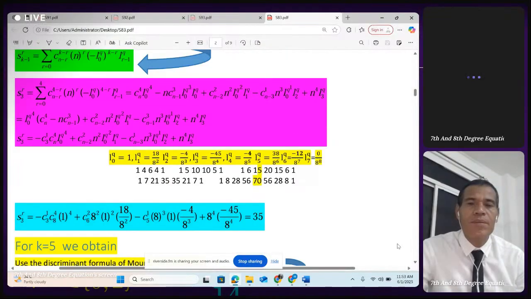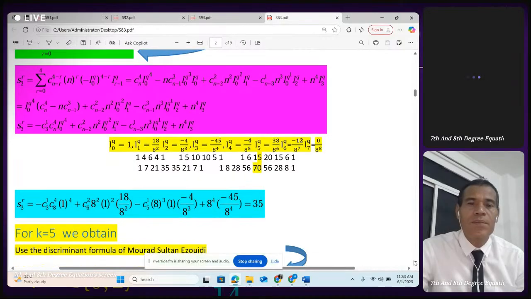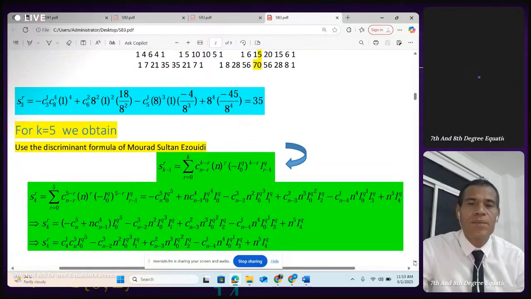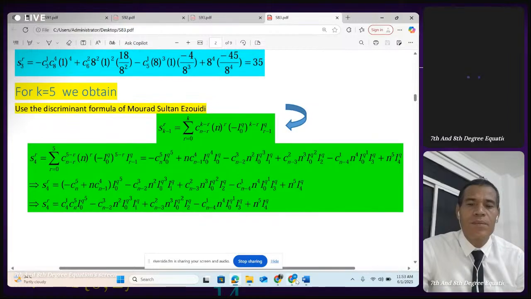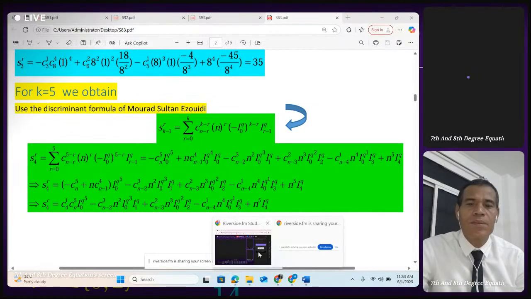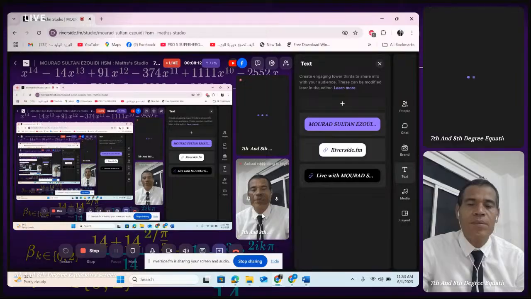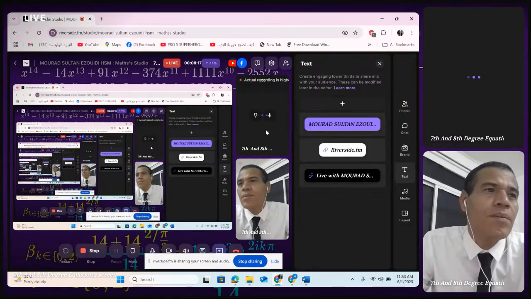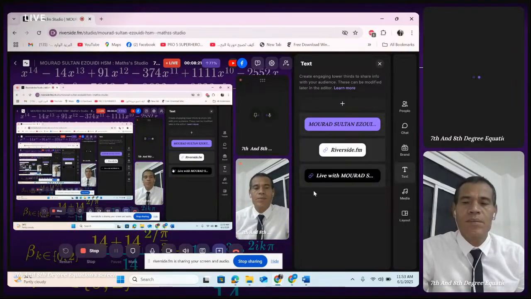What's the process? This is where the core tool of the document comes in. It's mentioned again and again. It's called the discriminant formula of Mourad Sultan Ezouidi. Oh, quite a name. Yeah. Think of this formula as a specific mathematical process or maybe a transformation that you apply to those initial L coefficients.